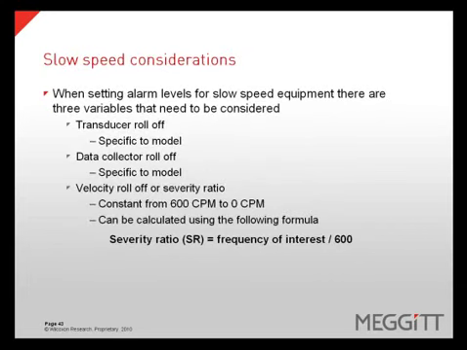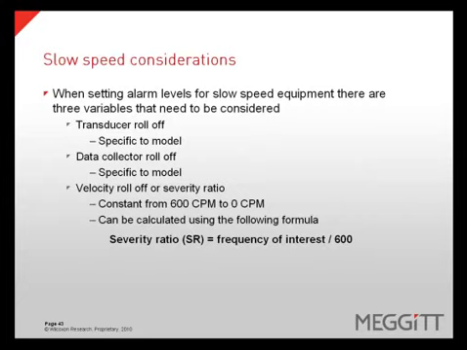When dealing with slow speed equipment, there are often special considerations that are needed to ensure accurate alarming. This generally applies to machines where the frequency of interest will be below 600 CPM. There are three factors we need to consider: transducer roll-off, data collector roll-off, and velocity roll-off, if the measurement is in velocity. The transducer and data collector roll-off you will need to get from the manufacturer of your particular make and model. The velocity roll-off can be calculated.